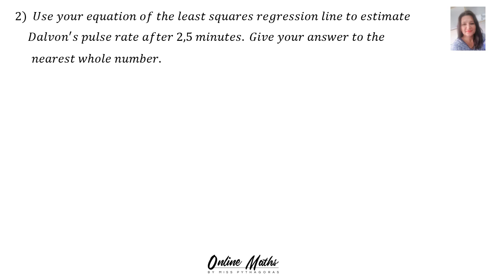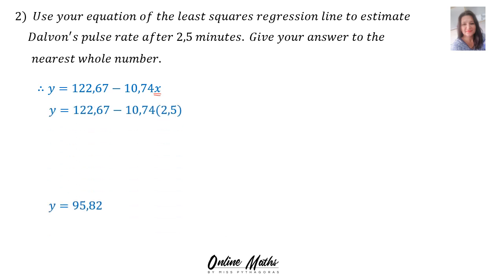Question 2. Use your equation of the least squares regression line to estimate Dalvin's pulse rate after 2,5 minutes. Give your answer to the nearest whole number. So what you need is the equation of the least squares regression line, and in x's place you will substitute 2,5. And when you work that out, y is equal to 95,82, and then give your answer to the nearest whole number will be his pulse rate. Y is more or less 96.